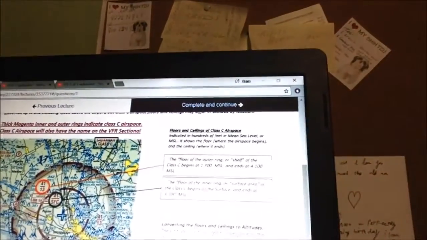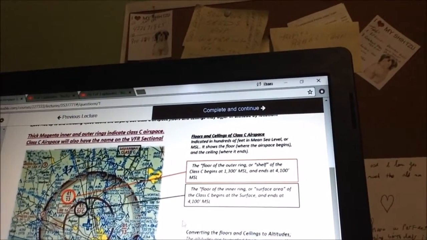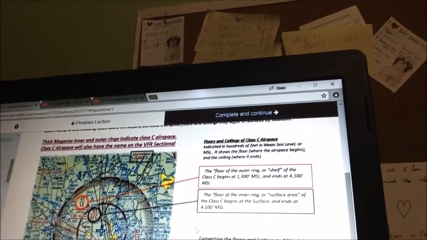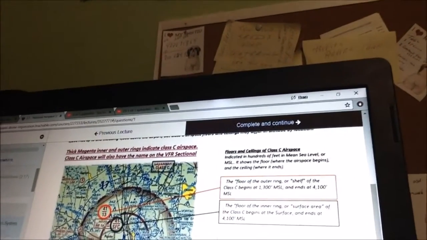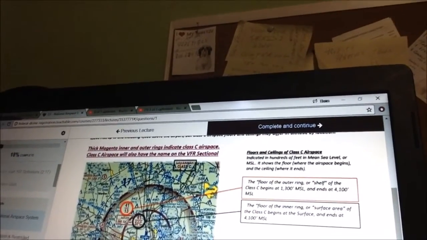In this one here, you can see your outer rings. You got two rings. The outer ring is a shelf, and it begins at 1,300 feet, and then you have an inner ring, or surface area, that begins at surface and ends at 41. So you can see the 41 over the SFC and 41 over 13. So again, you're going to start at 1,300 going up to 4,100 feet, and then the SFC is your surface to 4,100 feet.